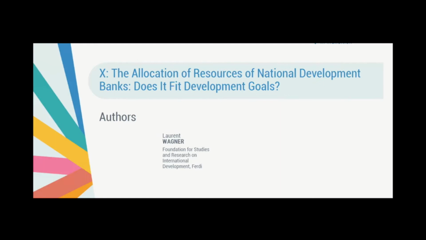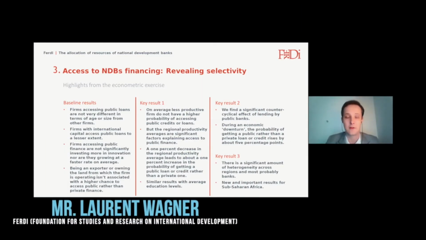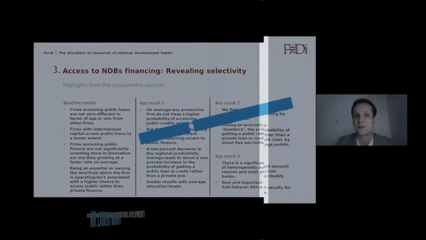So now let's move to the third paper. Less productive firms do not have a higher probability of accessing public credit or loans, but the regional productivity average is a significant factor explaining access to public finance. Thank you very much, Laurent, for your presentation, showing what type of companies tend to benefit from NDB resources, and also some very interesting conclusions proving that NDBs tend to provide more finance in less developed localities, in addition to the counter-cyclical role they may play in times of crisis.